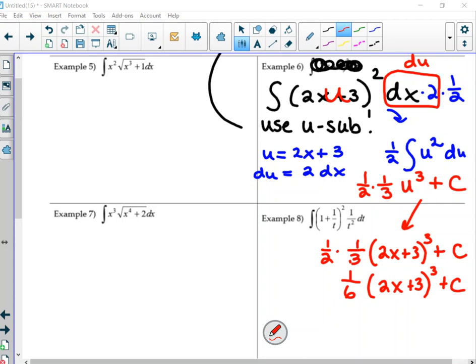Hopefully you were okay with you throwing the 2 in to make the u substitution work, which meant you also had to have the 1/2. Super easy to forget about that extra 1/2. I did it as I was working through. You need to make sure it goes along for the ride. So the u squared becoming the 1/3 u cubed. When I simplify it all together, the 1/2 and the 1/3 give me a 1/6, and I have this quantity cubed plus c.